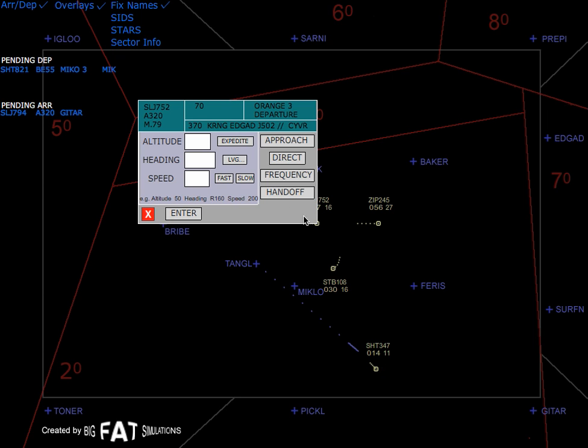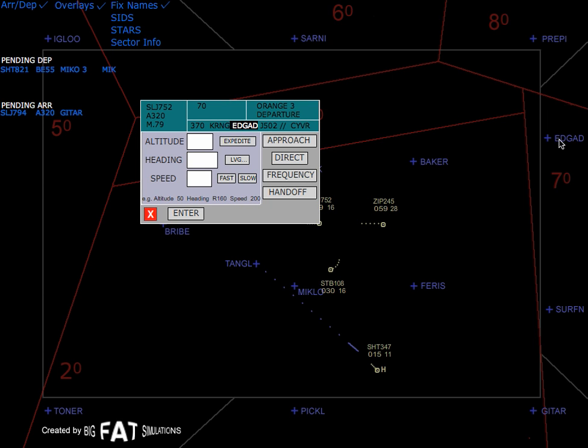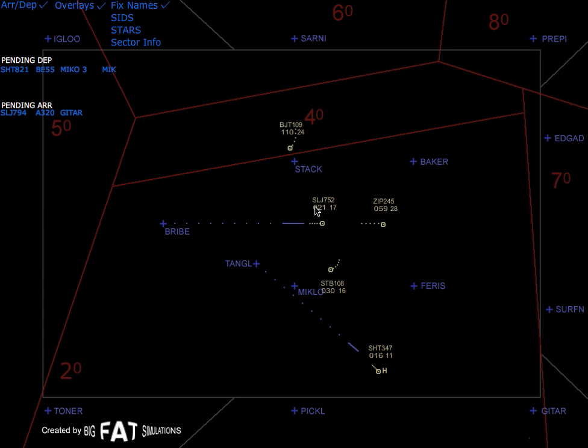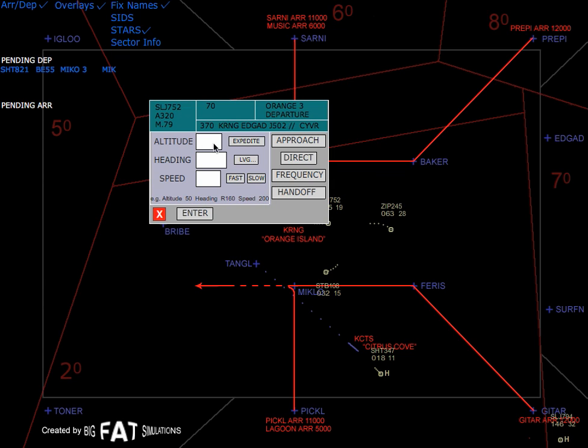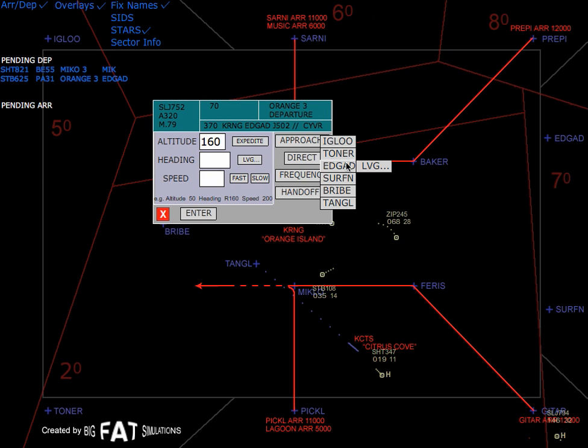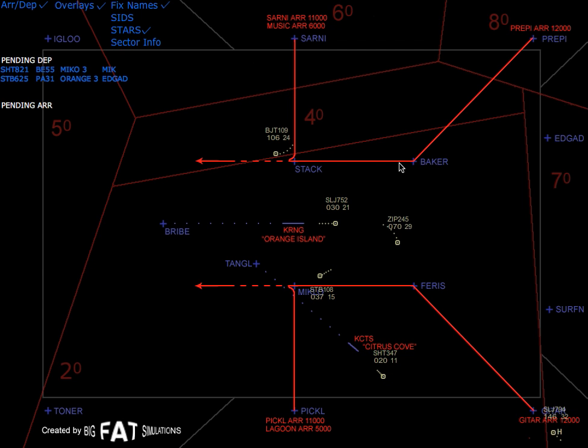Here comes Slamjet 752 going to EDGAV, which is over here. What I like to do for these jets that are climbing straight out towards EDGAV is make sure they stay clear of any potential arrivals. So what I want them to do is climb out a ways before turning towards EDGAV. I do that by saying maintain 16,000, which is the highest altitude I can legally give, and I tell them to go direct to EDGAV, leaving 8,000 feet. And it's a mouthful.